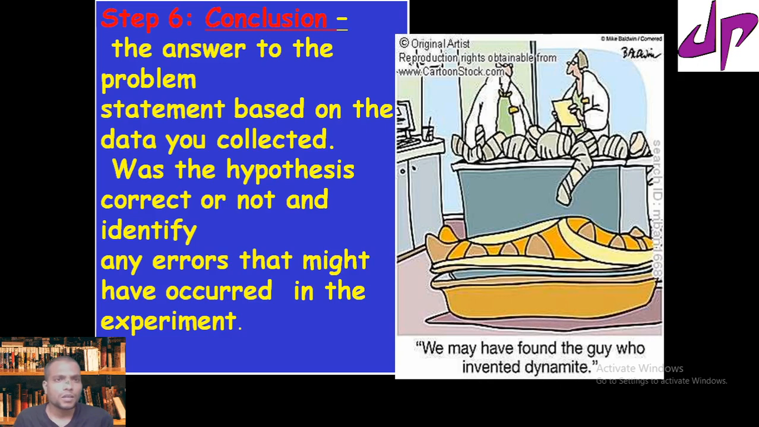Suppose the answer was wrong, then the hypothesis I made is not correct. We need to change that hypothesis. Again we will do the procedure, the experiment and the data collection, everything, and we can come to a final conclusion. So this sometimes becomes successful, sometimes it may not be successful. Let me explain it here.